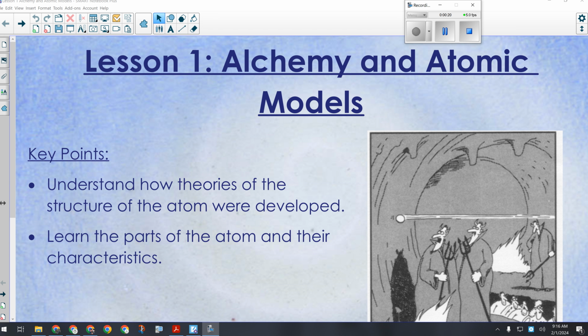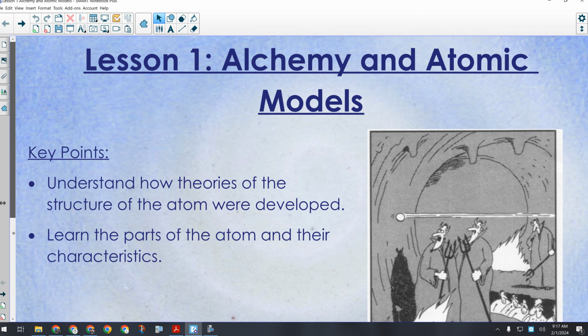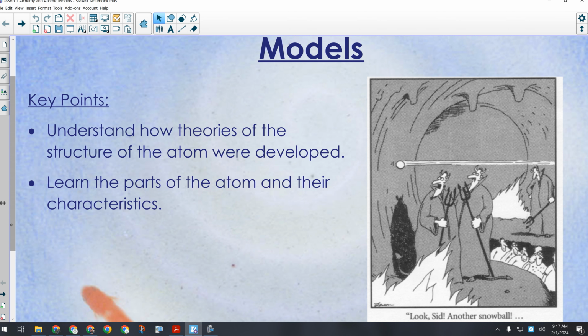All right, so the key points. And guys, every time we do a lesson where I'm doing a lot of teaching, the first screen will look like this one. It'll have the lesson number and the key points. Those key points are the things you definitely want to go over later. They're the things that will be on quizzes and tests. So, key points: understand how theories of the structure of the atom were developed, and learn the parts of the atom and their characteristics. Those should be a review for you at this point.